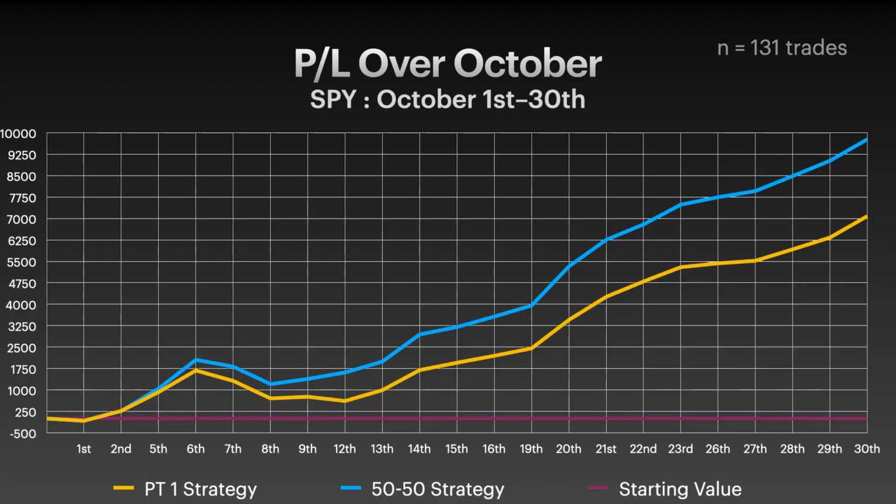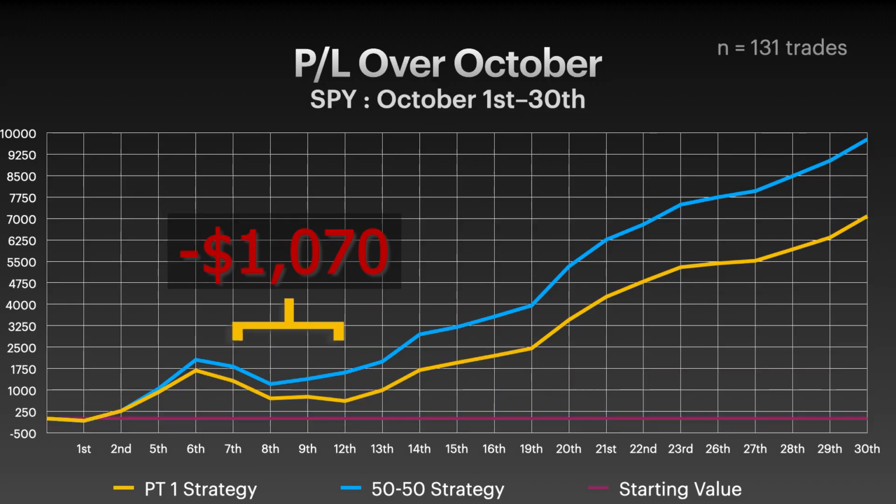Here's a graph of the SPY's running P&L over October. The graph starts with a monthly profit of 0 and begins on October 1st, the first day of the study. You can see how the P&L changed over the course of the month. The largest drawdown for the profit target 1 strategy was from the 7th to the 12th, where the strategy lost $1,070 over 4 trading days.